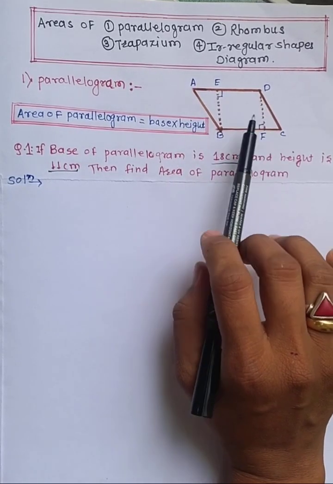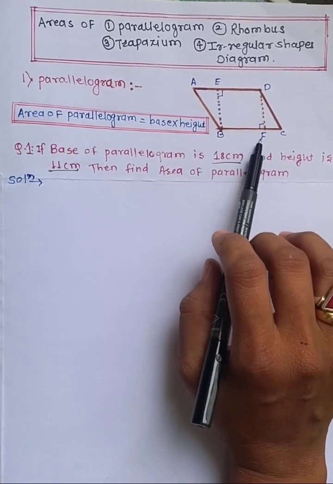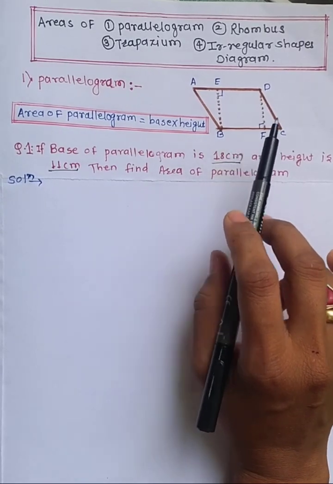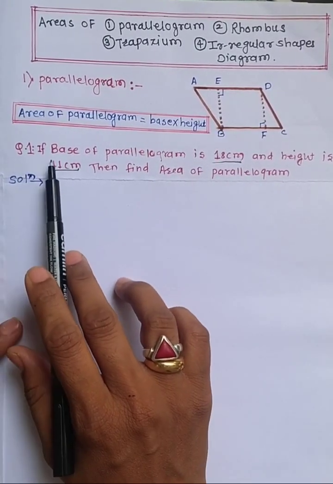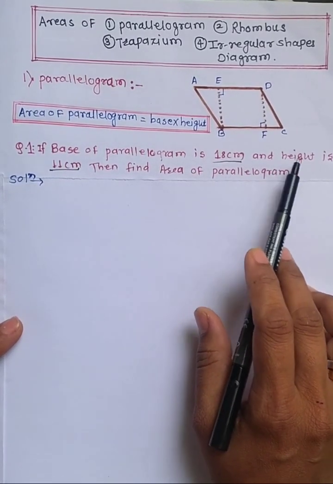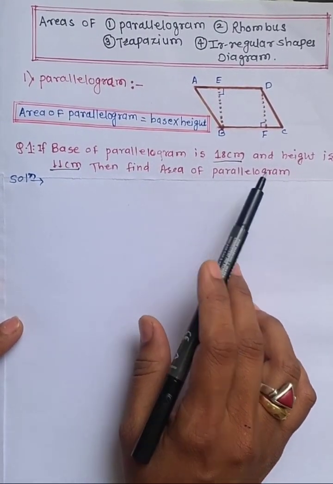AD and BC are the parallel sides and BE and DF both are the same in measurement. Okay, that is the formula. Area of the parallelogram is base into height. I will take first example. If base of the parallelogram is 18 centimeter and height is 11 centimeter, then find the area of the parallelogram.